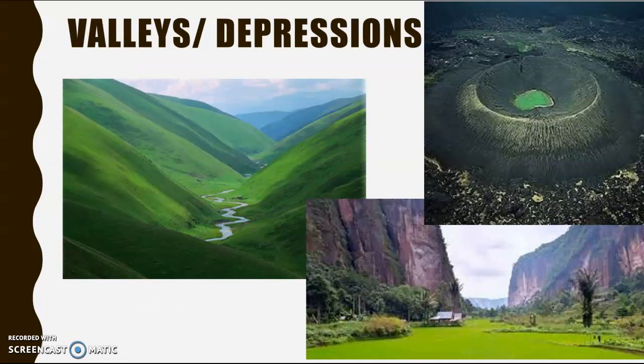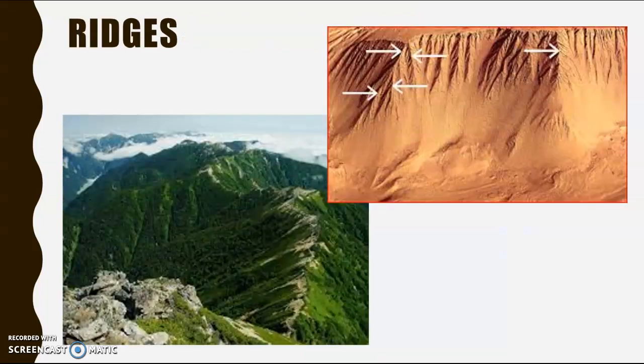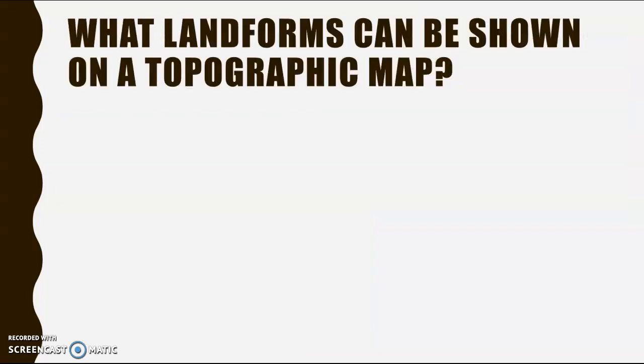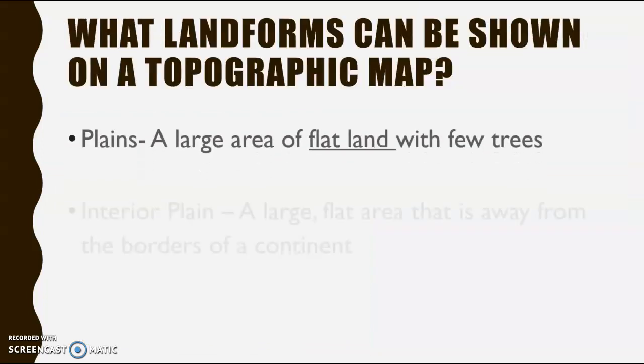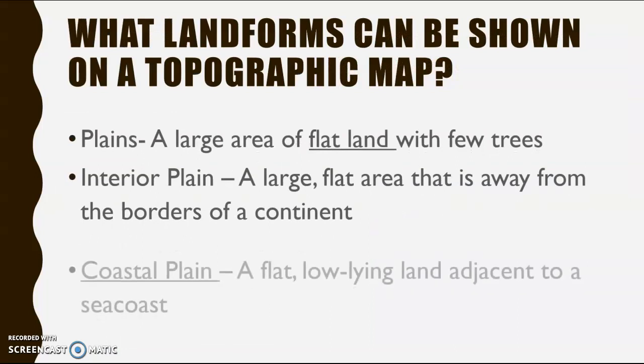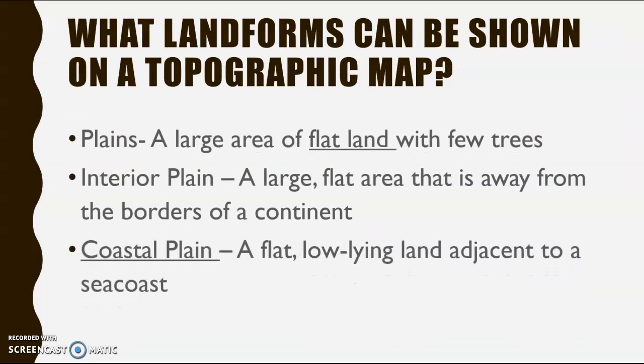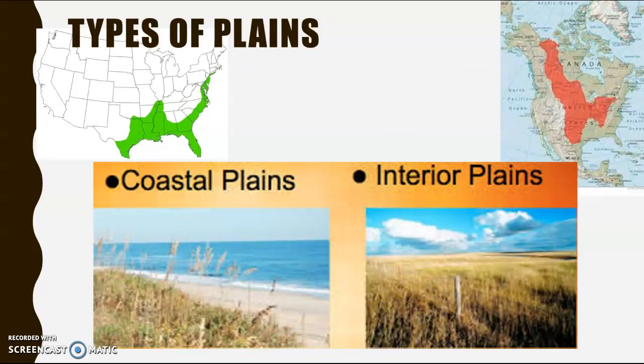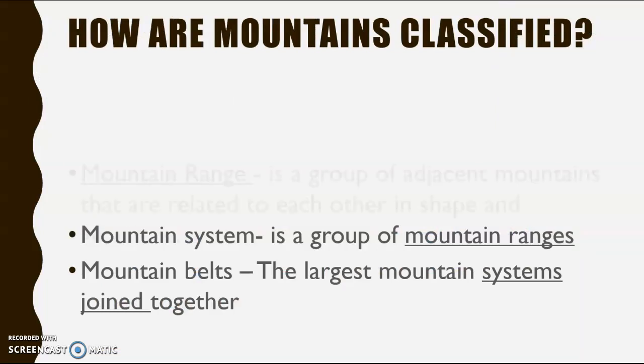This is what those actually look like. Not on a map, in real life. Here are some ridges. Other landforms that you can see on a map are plains, interior plains, coastal plains. And that's what it looks like in real life.